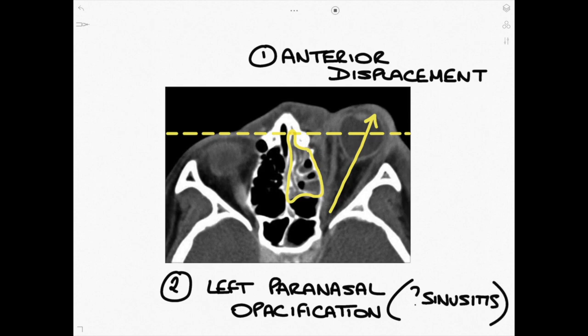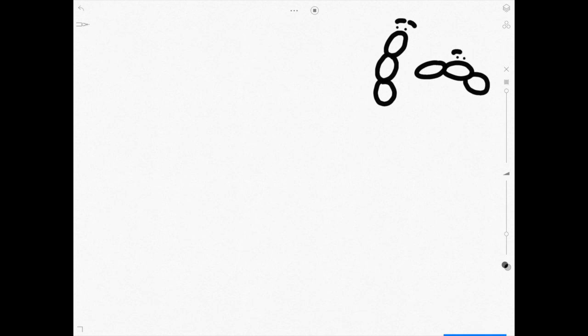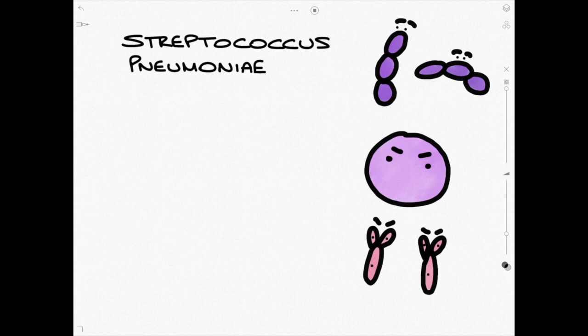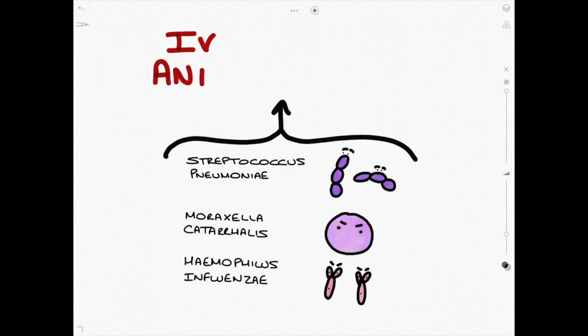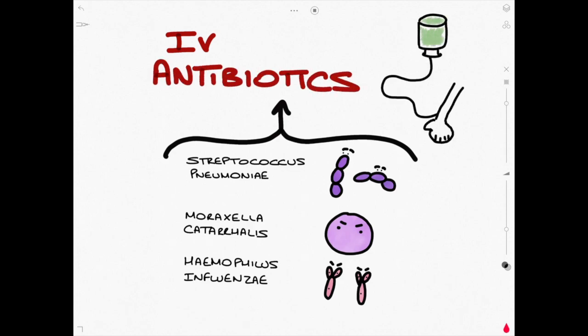The culprit organisms that tend to be associated with orbital cellulitis are aerobic organisms such as Streptococcus pneumoniae, Moraxella catarrhalis, and Haemophilus influenzae, and they are very much responsive to IV antibiotics. So in scenarios where orbital cellulitis is suspected, patients need to be started on IV antibiotics as soon as possible. Often, depending on the local hospital policy, IV ceftriaxone and metronidazole should be considered.